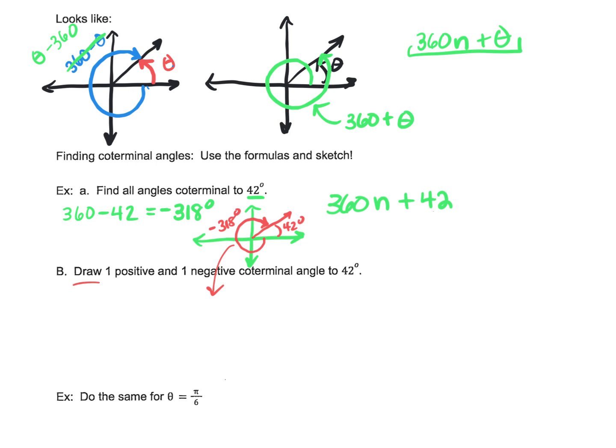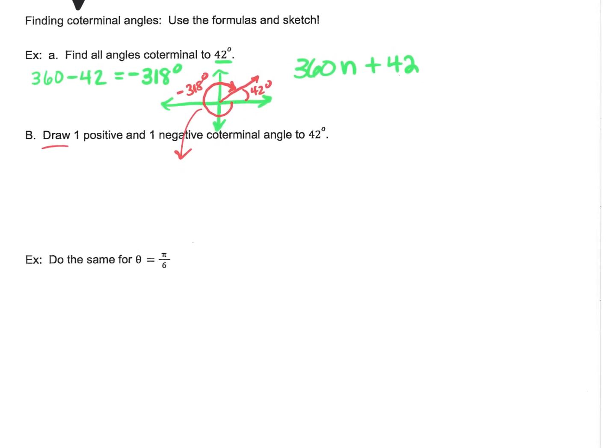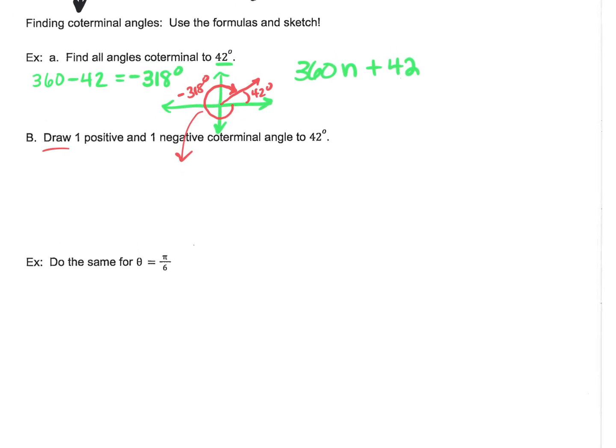All right, so now we can draw one coterminal angle to 42 degrees. So we need to do one of those that's 360n. So if I want to draw one of those, what's the first thing I plug in for n? How many rotations? 1. So we do 360 times 1 plus 42, which would be what? 402 degrees.